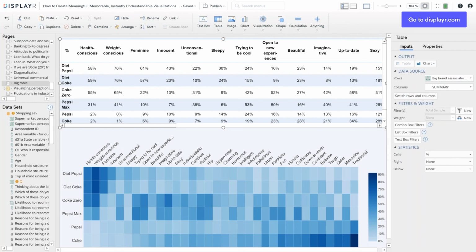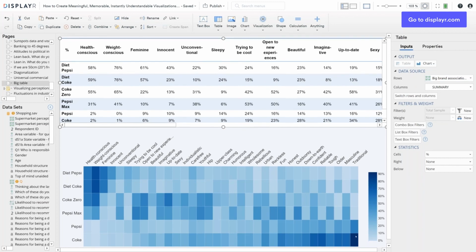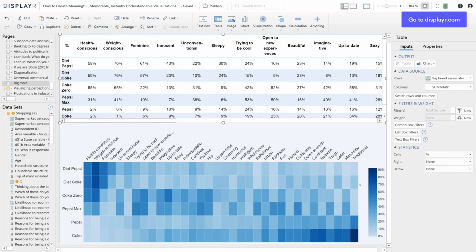So what can you see here? Note at the bottom right, we can see we've got Coca-Cola and Pepsi, and they've been grouped together. And they've got darker shades, and we can see that what they've got in common is they're kind of more on this masculine, older, traditional dimension. So we're again much more easily seeing the pattern.